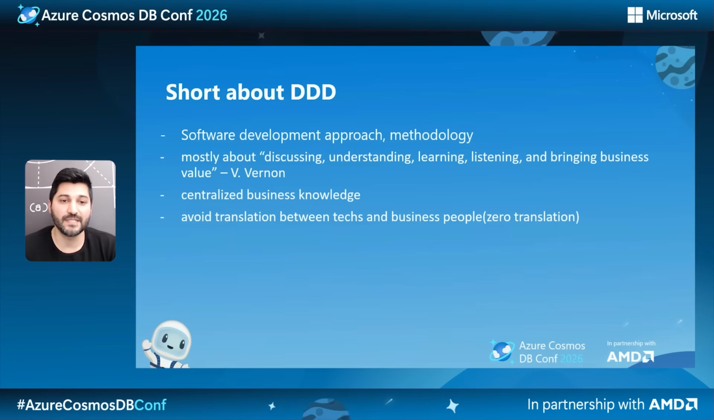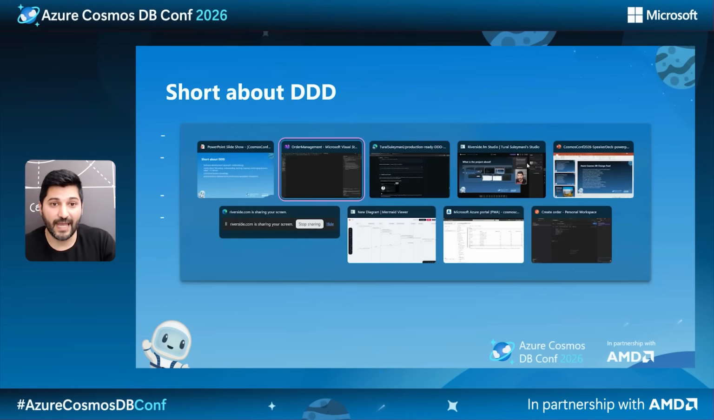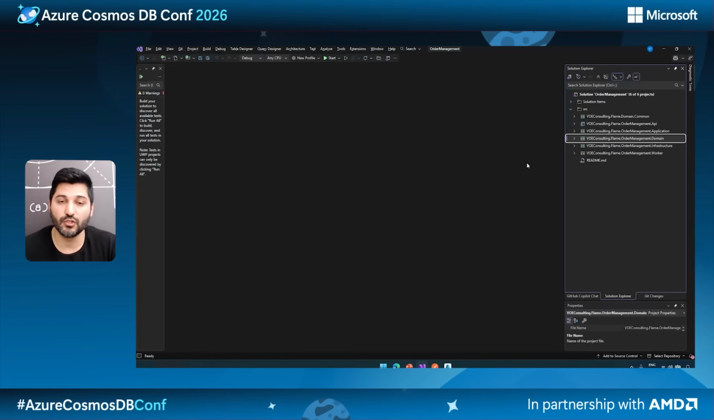Domain-driven design helps you to have zero translation between your business people and developers. Why? When you have translation between these people, you're actually losing some business value. That's why domain-driven design avoids translation and has zero translation between business and software developers. We have actively used domain-driven design with clean architecture here.